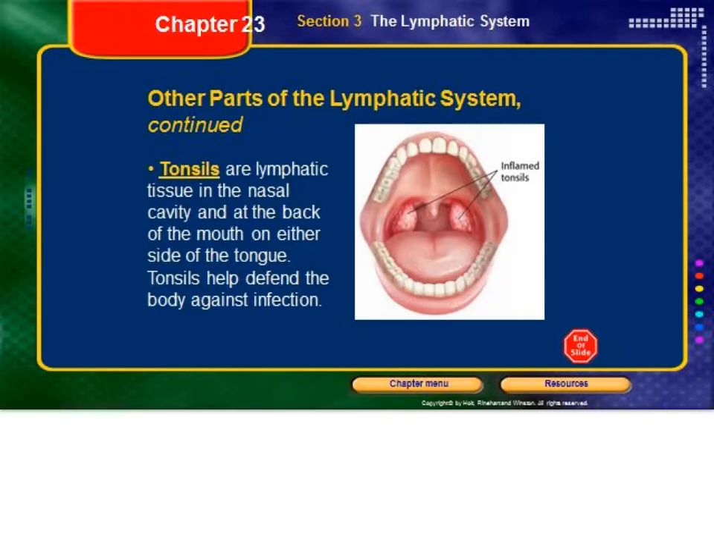Okay, so speaking of tonsils, here they are. Make sure they're listed if you haven't already done so. There's the lymphatic tissue in the nasal cavity at the back of the mouth on either side of the tongue. So you have 2 tonsils. They help defend the body against infection. So here would be maybe normal size. Well, actually, that's kind of big. No, it says inflamed. Okay, and some people's might get even bigger.